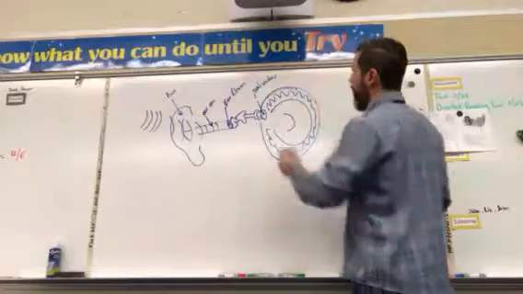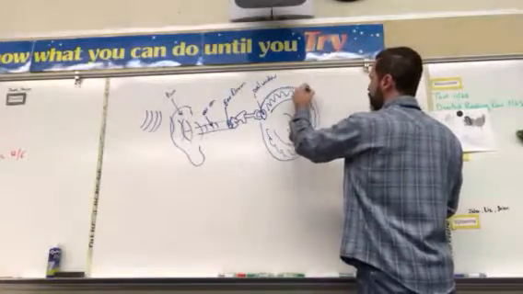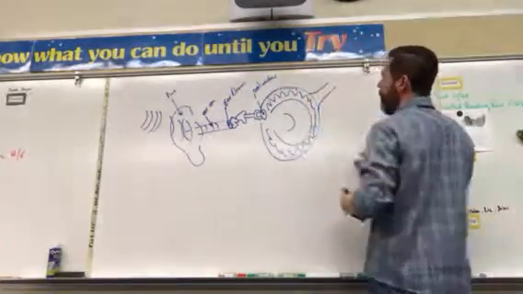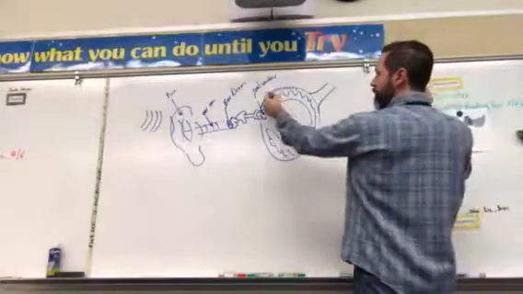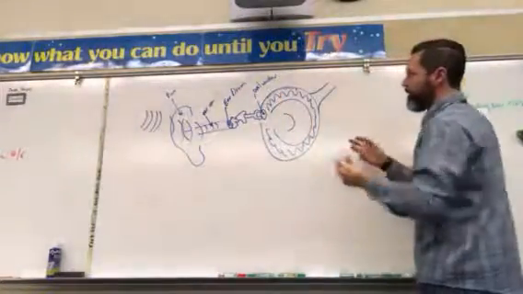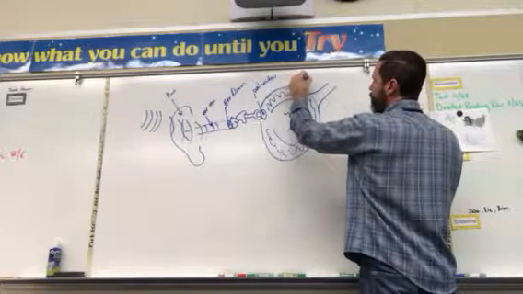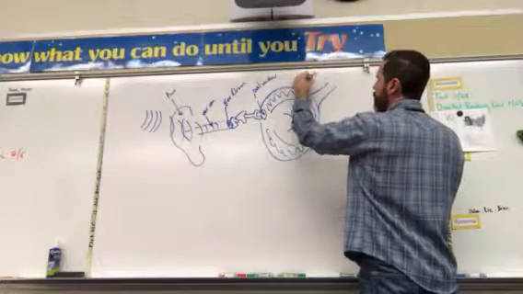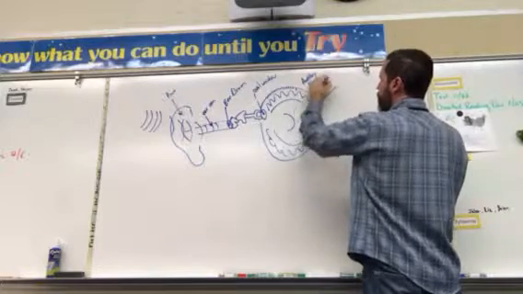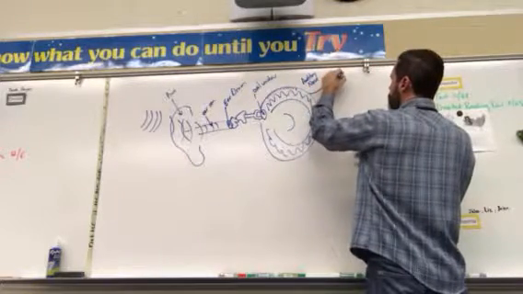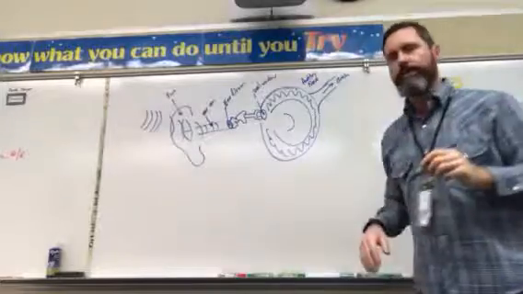The last thing that happens in terms of sound being heard is that those hair cells transfer electrical impulses through nerves and through the auditory nerve to the brain. So this goes to the brain. And then your brain interprets kind of what you're hearing, okay?